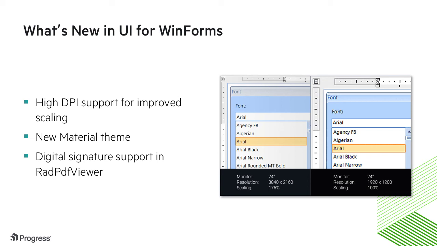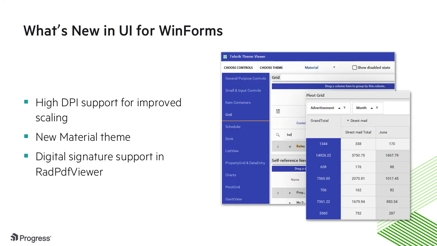Through high DPI support, the common problem of bad scaling when your apps run on high-resolution monitors is now eliminated, ensuring your app will ship with higher quality on more systems. Similar to UI for WPF, we've added a new Material theme to UI for WinForms. This adds to the list of 20 themes we provide out of the box.